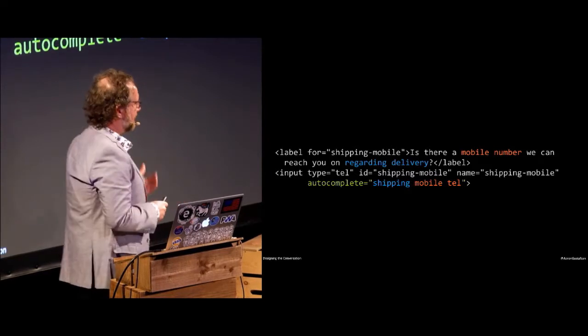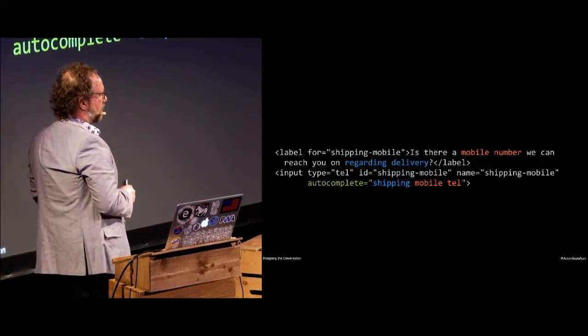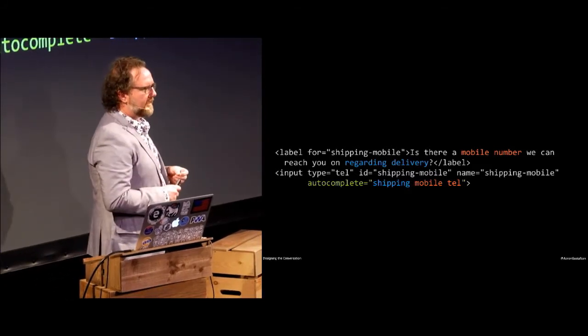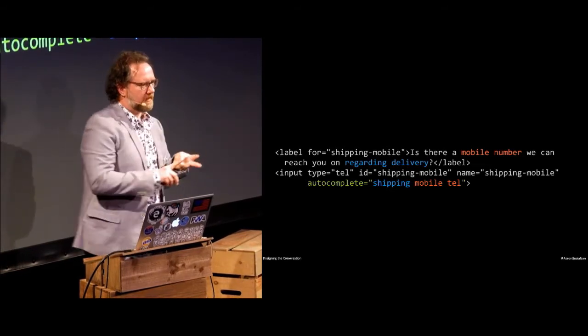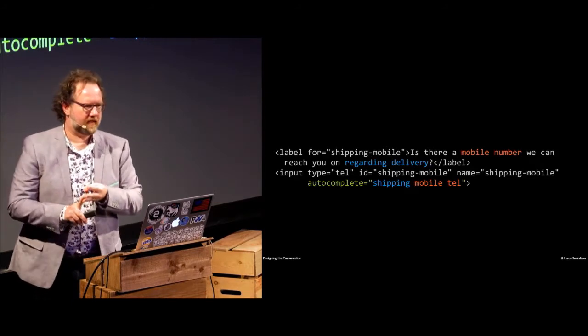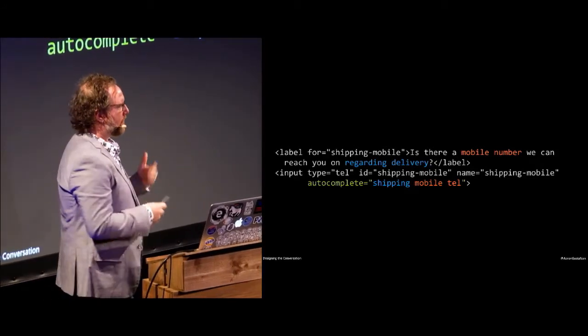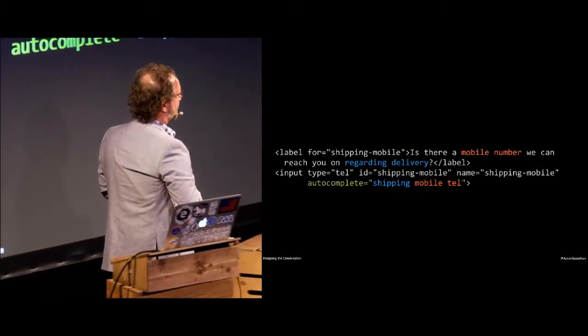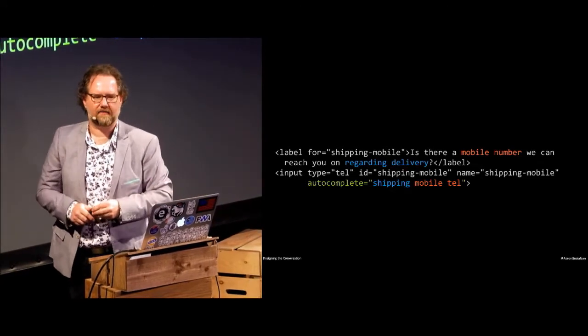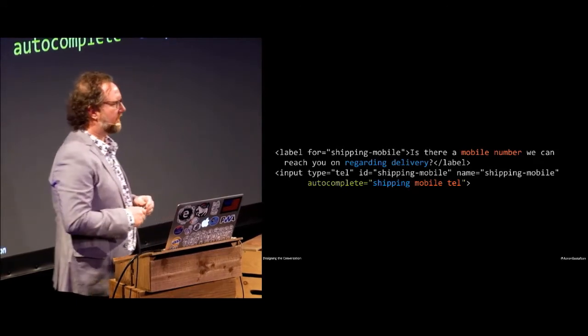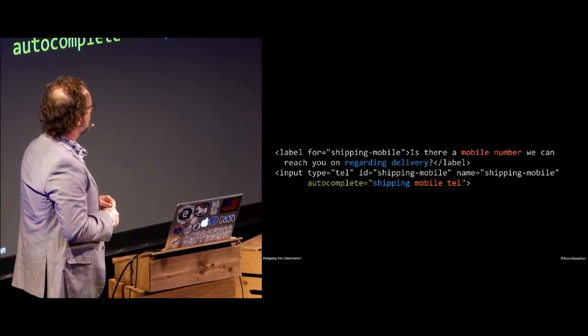Here we have a label, and the label is, "Is there a mobile number we can reach you on regarding delivery?" So in this case, it's using the autocomplete tokens of shipping, mobile, and tel. So I'm being very explicit, both in the label and in the autocomplete, about the sort of information that I'm looking for. And so users could have a specific phone number associated with shipping or a specific mobile number with shipping. So there's lots of options.